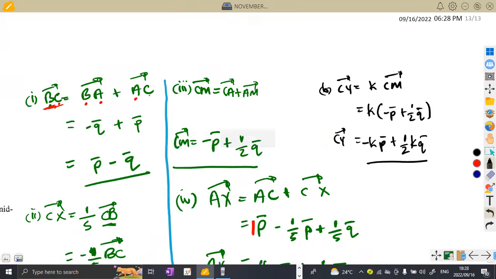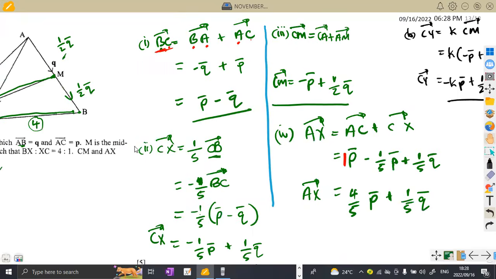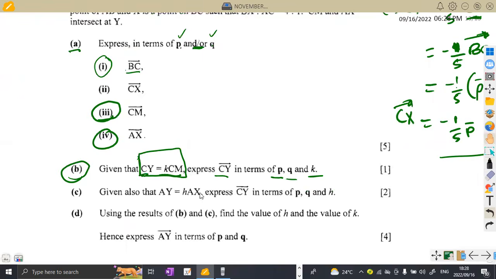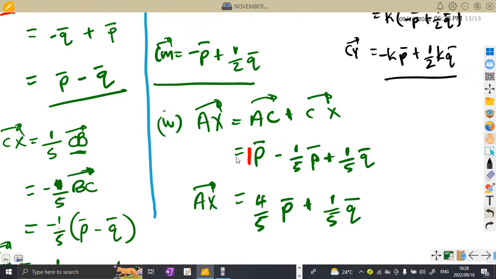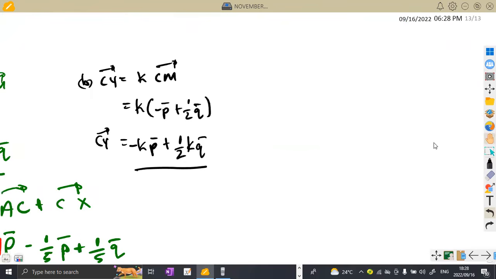Okay. So let's cross-check another part of the question now here. So we are given another condition again. AY is equal to HAX, but express CY in terms of H. So this one we see we need CY again. So let us take the part that you're given first. We are given that AY, also this is item C.